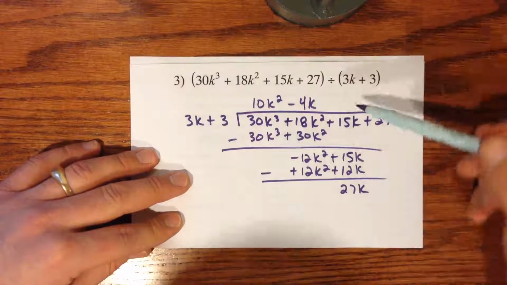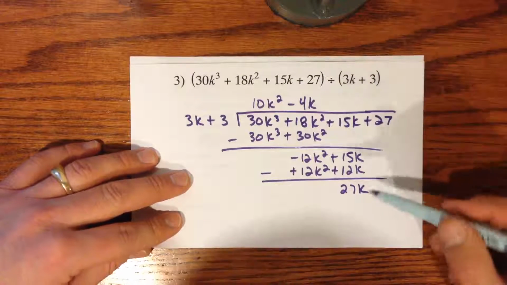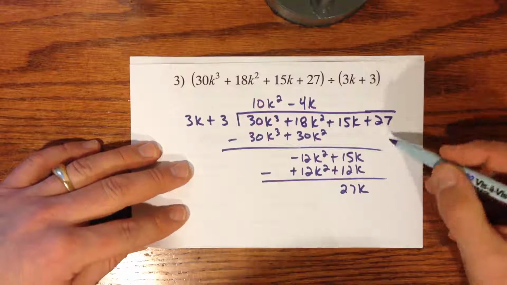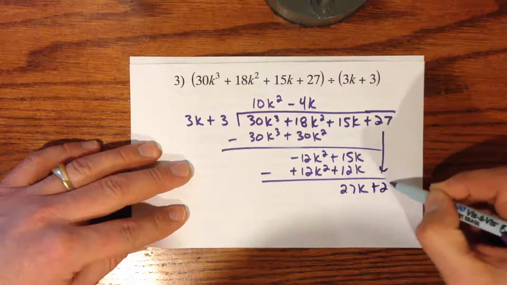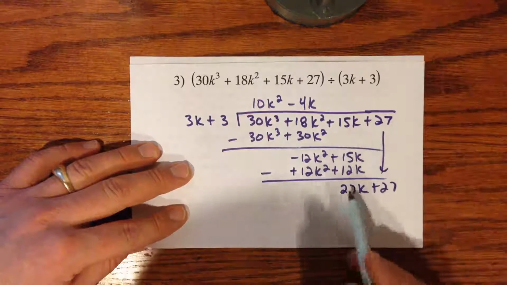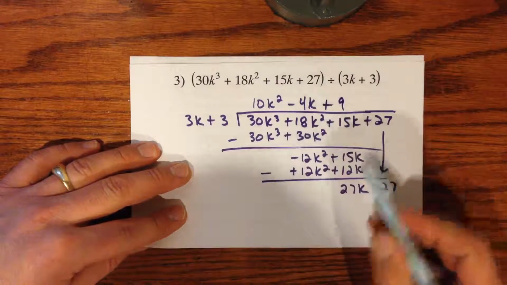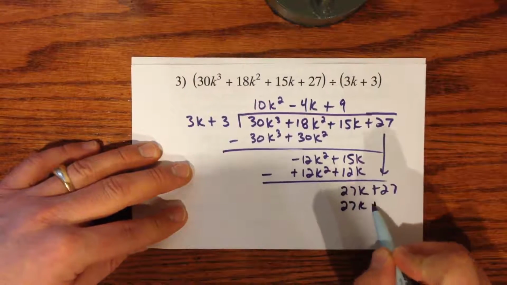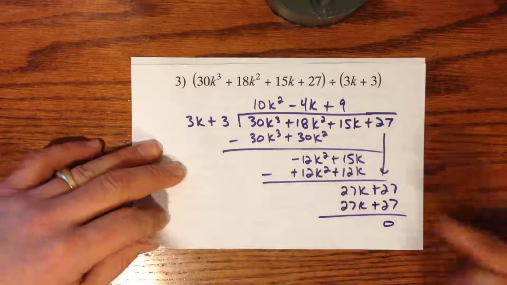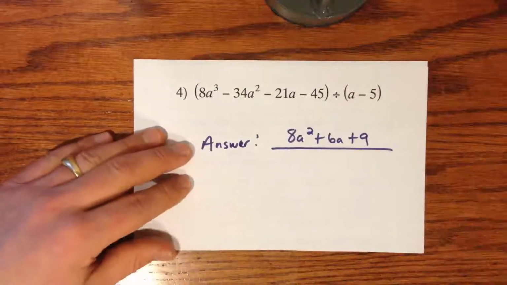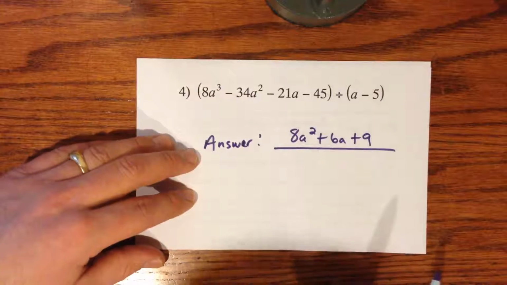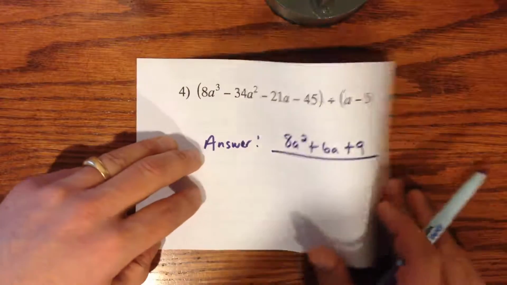Just want to make sure number 3. Yep, and then bring down the 27. And 27 divided by 3 is 9, and you'll get 27k plus 27 is 0. So no remainder there. Number 4 is very similar, so I just wrote the answer there. Check it.